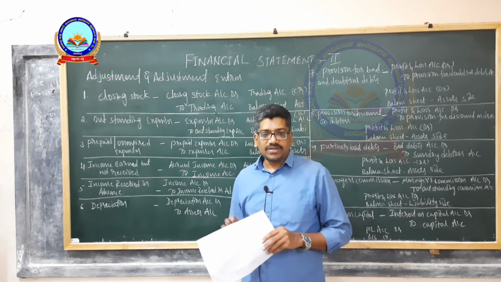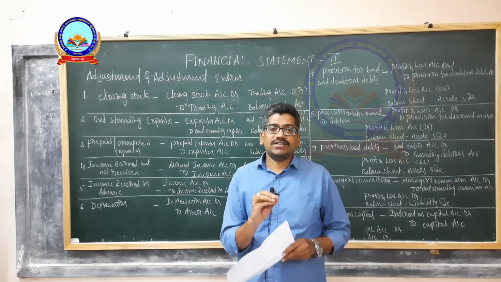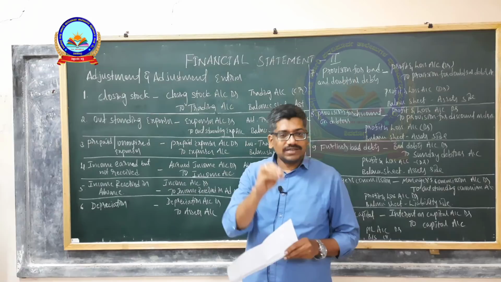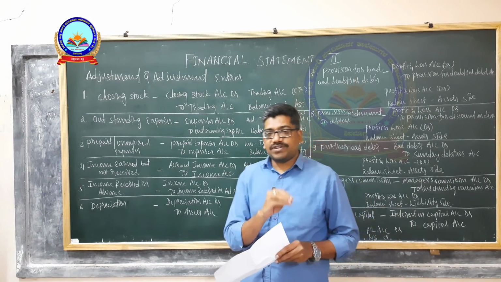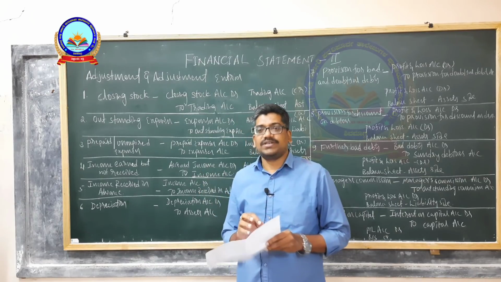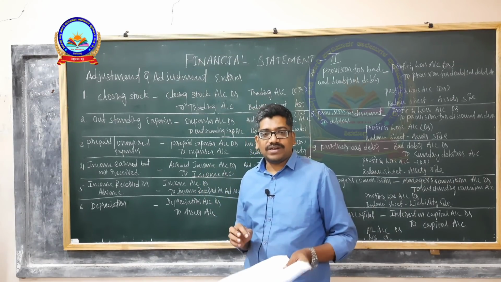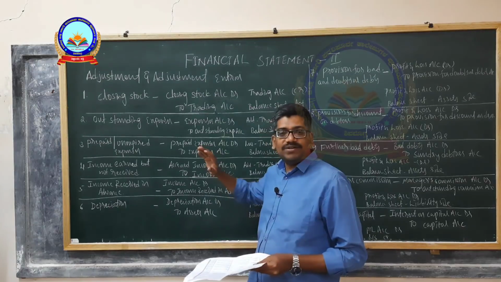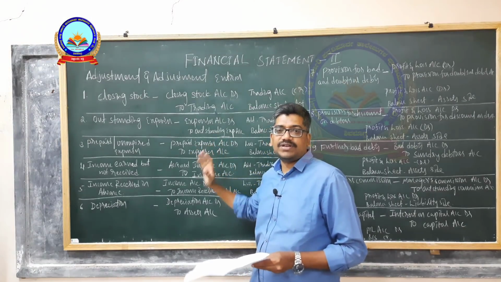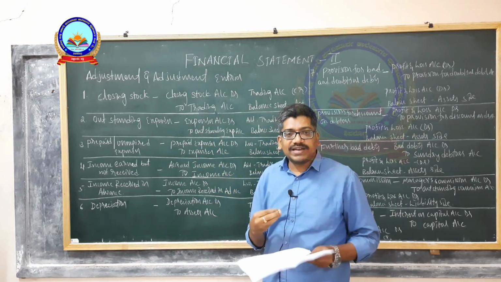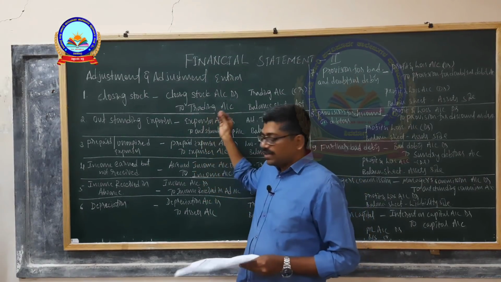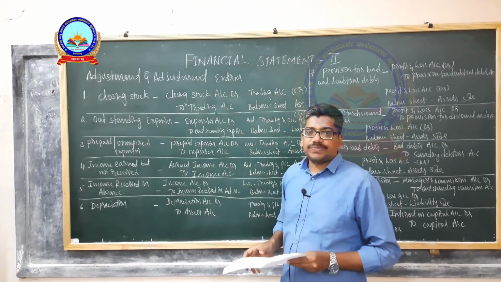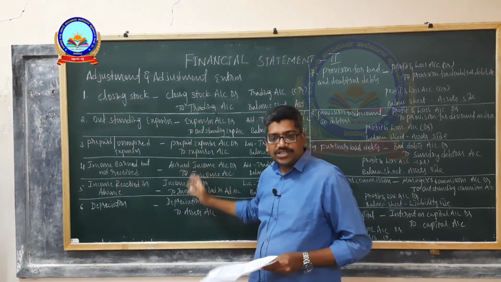after completion of the books of accounts for the particular year, some of the items were not entered into the books of accounts. So the items which are not entered into the books of accounts are called adjustments. But in financial statement part 1, we haven't taken them into account for the ease of learning. But now, since we are in financial statement part 2, we have to comply with the adjustments.